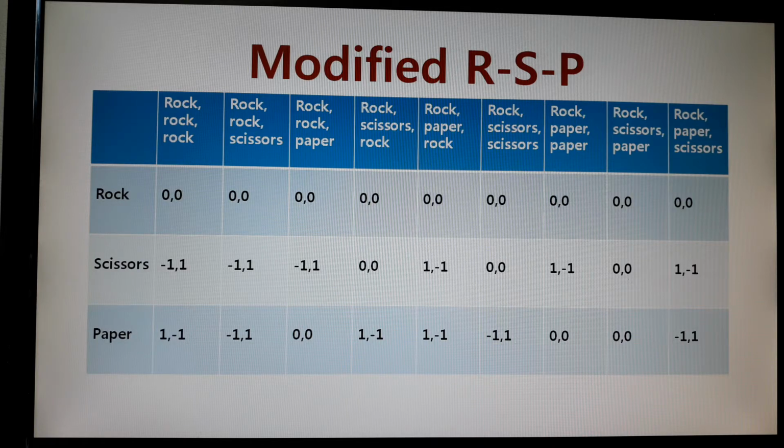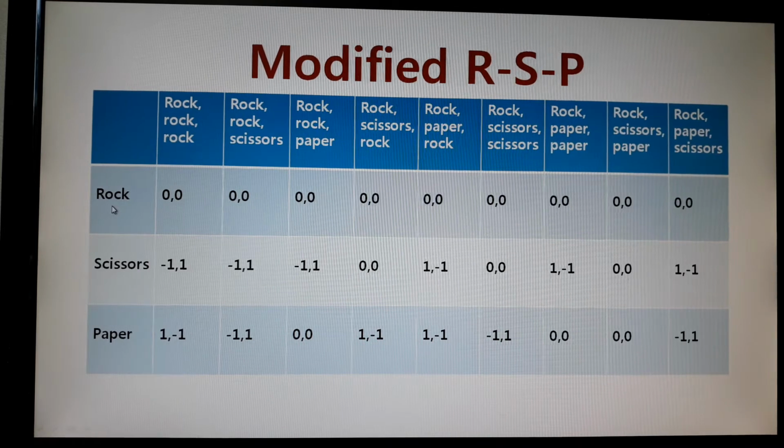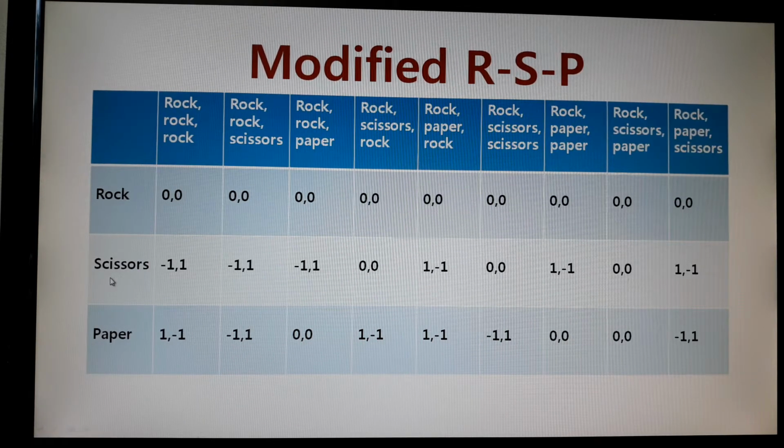Bill would say, if Tom plays rock, please play paper. If Tom plays scissors, please play rock. If Tom plays paper, please play scissors. That's going to be the program, if Bill is smart enough. Okay? So that is the winning strategy. Rock then paper, scissors then rock, paper then scissors.